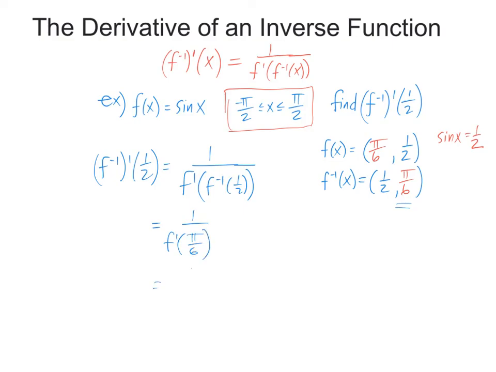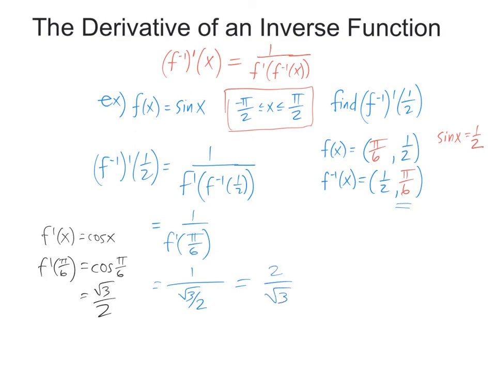F prime of pi over 6, let me again step off to the side. The derivative of sine is cosine. The derivative at pi over 6 is cosine of pi over 6, which is square root of 3 over 2. Remember our unit circle. So f prime of pi over 6 is the square root of 3 over 2. And 1 over that is 2 over the square root of 3. And if we need to rationalize it, 2 times the square root of 3 over 3.